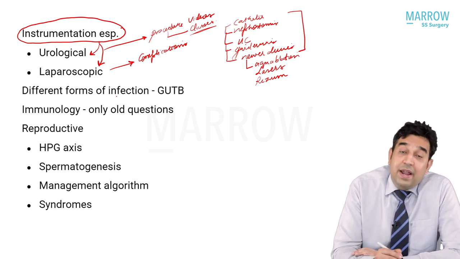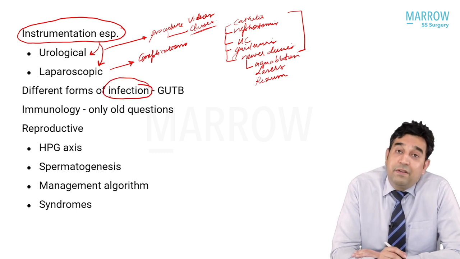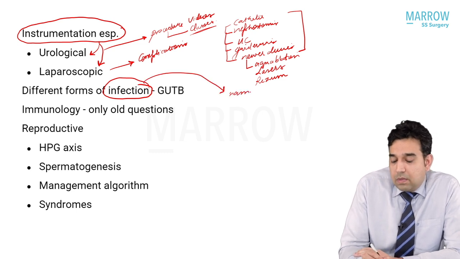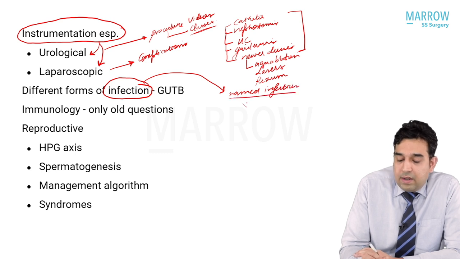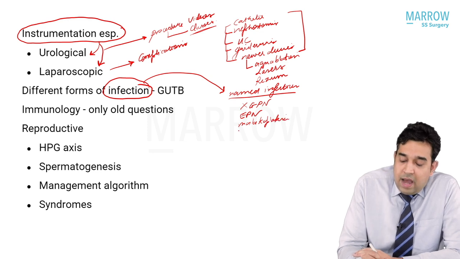So moving ahead, in the basics only, we have infection. A lot of questions come from the infection side. So we should know about all the named infections, starting from XGP, xanthogranulomatous pyelonephritis, to emphysematous pyelonephritis, malakoplakia, and other named infections like Fournier's.